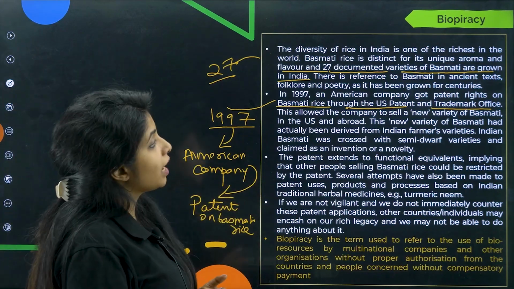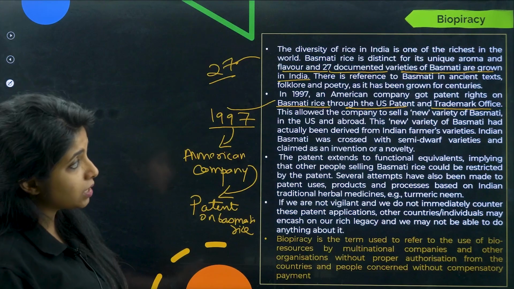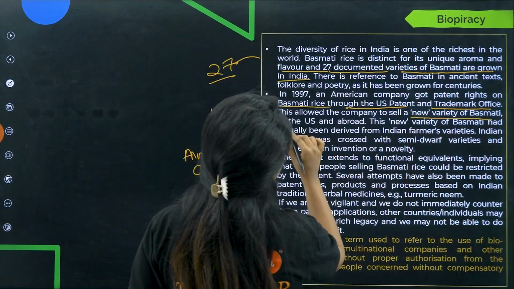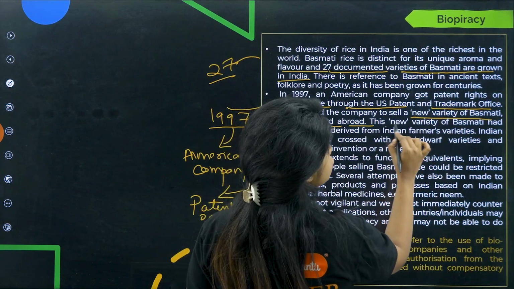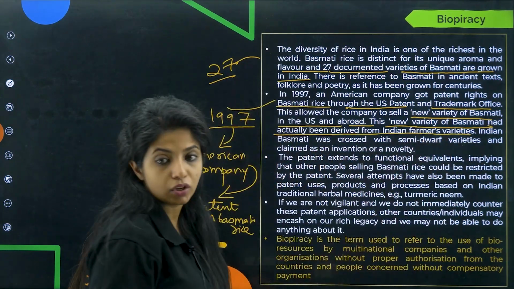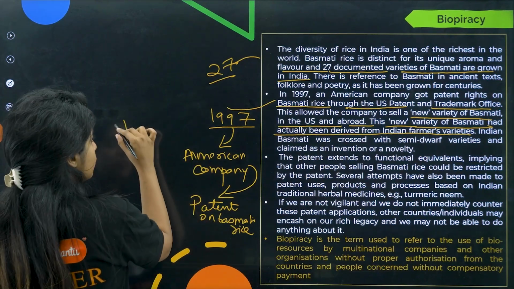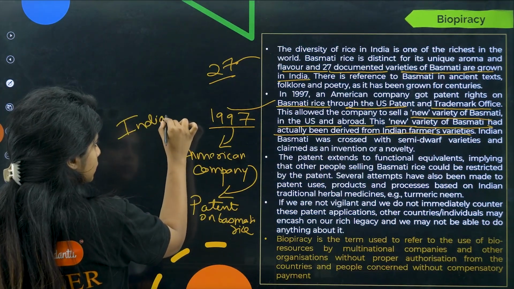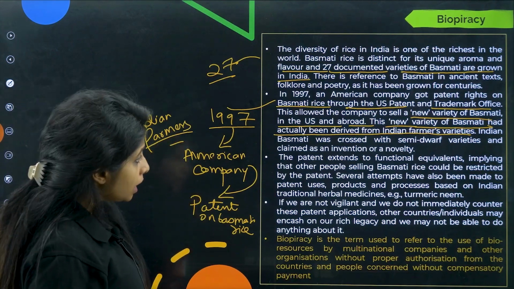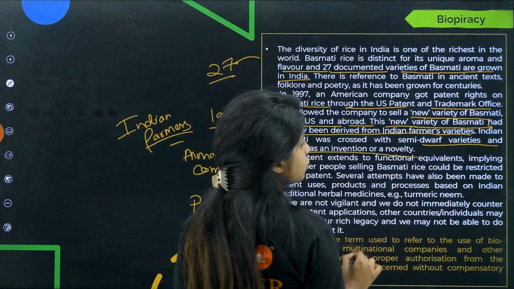So in 1997, an American company got patent rights on basmati rice through the US Patent and Trademark Office. This allowed the company to sell a new variety of basmati in the US and abroad. This new variety of basmati had actually been derived from Indian farmers' varieties. So the new variety they were talking about was actually taken from the Indian farmers themselves, which is very bad, right? You should not be doing that. Now, Indian basmati was crossed with semi-dwarf varieties and claimed as an invention or a novelty.